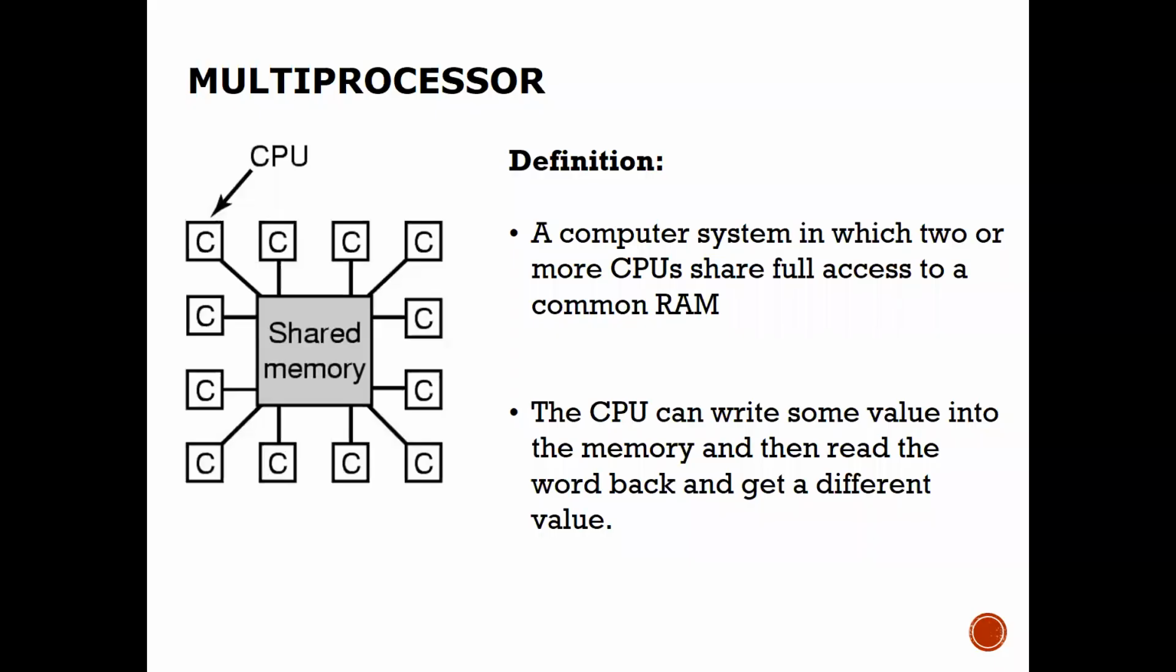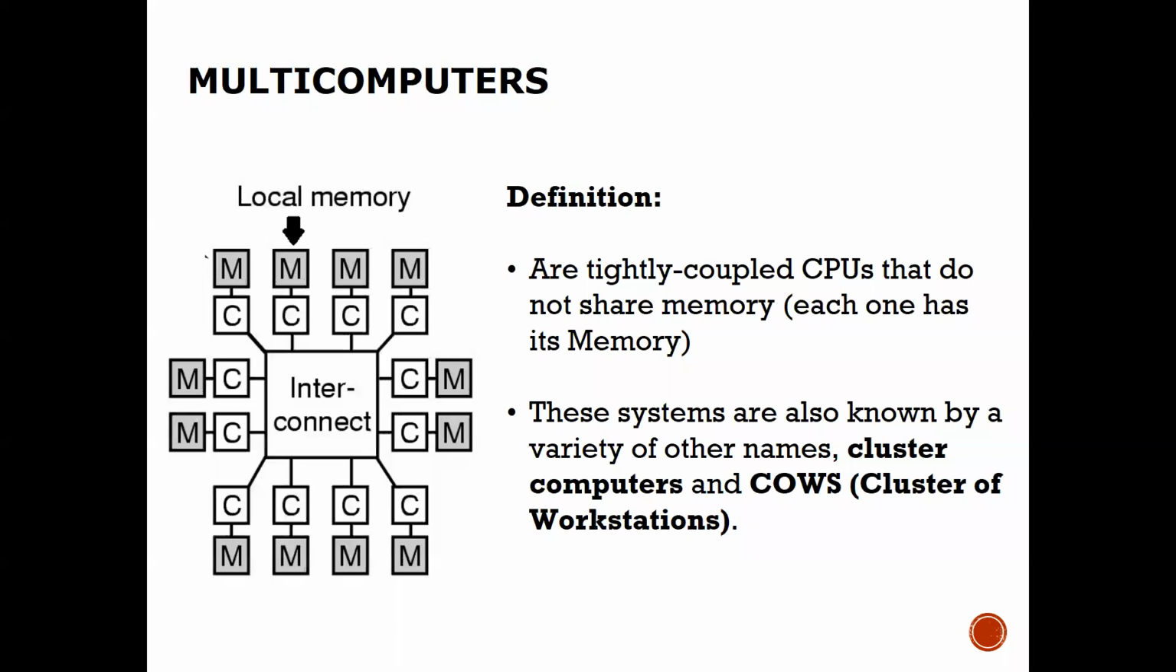Multiprocessor. A computer system in which two or more CPUs share full access to a common RAM. The CPU can write some value into the memory and then read the word back and get a different value. Multicomputer interconnect. A tightly coupled set of CPUs that do not share memory, each one having its own memory. This system is also known by a variety of other names, cluster computers or clusters of workstations.